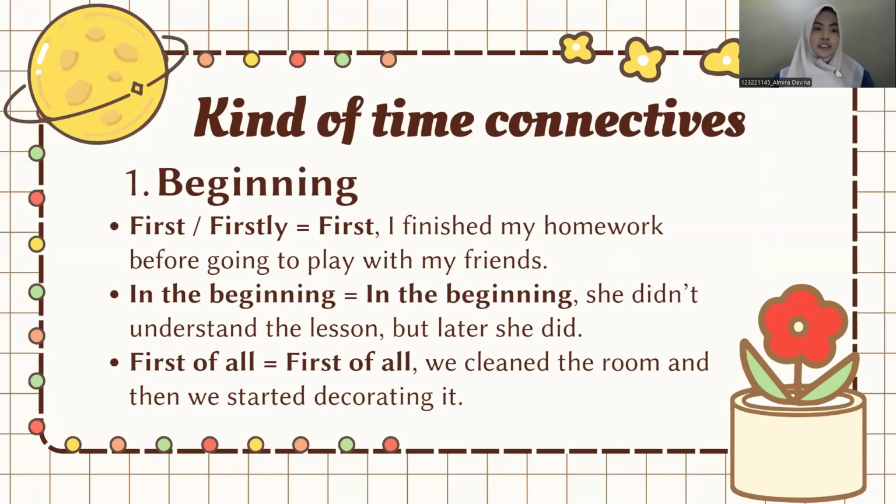The first one is first or firstly. And the example is, first, I finished my homework before going to play with my friend. And the second one, in the beginning, and the example, in the beginning, she didn't understand the lesson, but later she did. And the last one of the beginning part is first of all. And the example is, first of all, we clean the room and then we started decorating it.